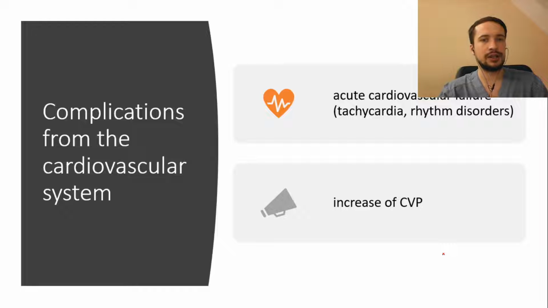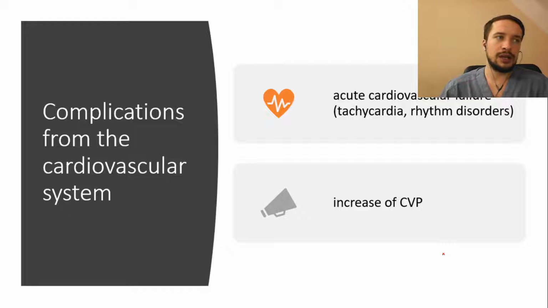The next one is a complication from the cardiovascular system. It happens when we have a blood loss, yeah, and patients cannot compensate for this situation. There we will talk about water balance, adequate correction, non-adequate correction of this balance, and often we will talk about elderly patients with concomitant pathology of the cardiovascular system.